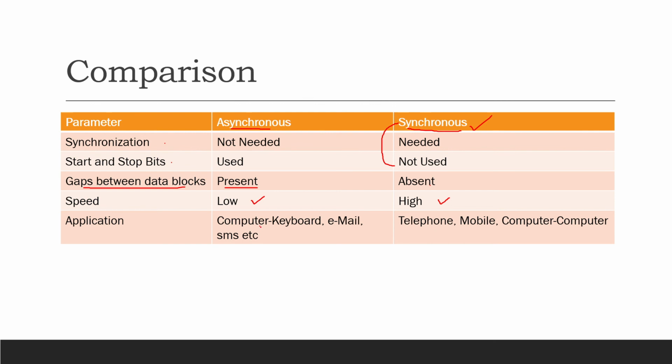The second application is email, as we have already seen, between two persons. And the third one is short messaging service, SMS. You pretty much know about SMS. So these are the applications of asynchronous communication. As for synchronous communication, telephone, mobile phones, and computer-to-computer communication come under synchronous serial communication. So this is a comparison between asynchronous and synchronous.